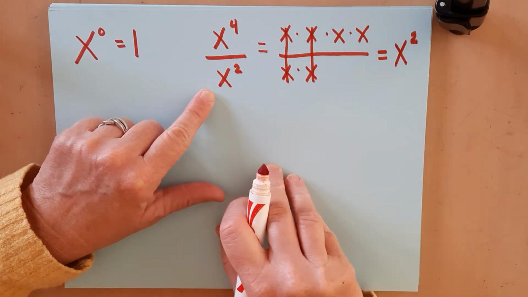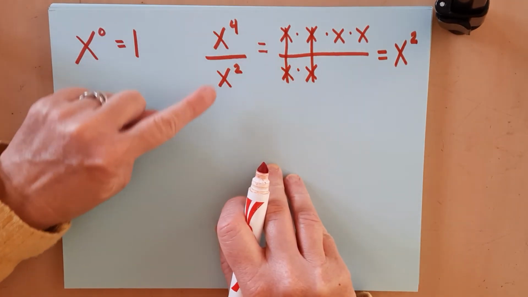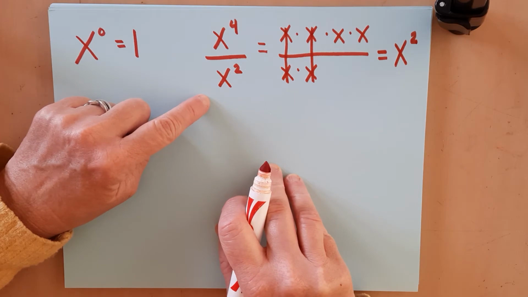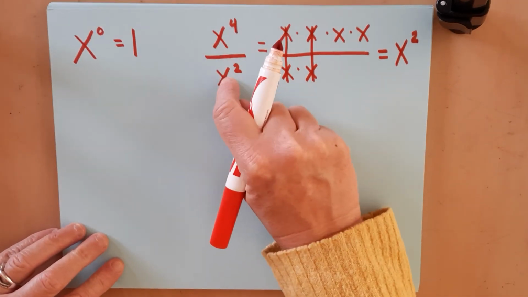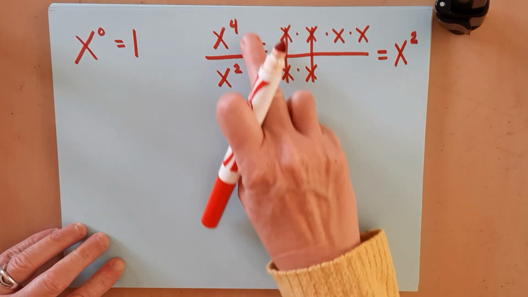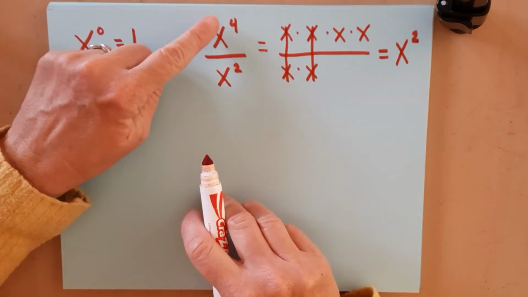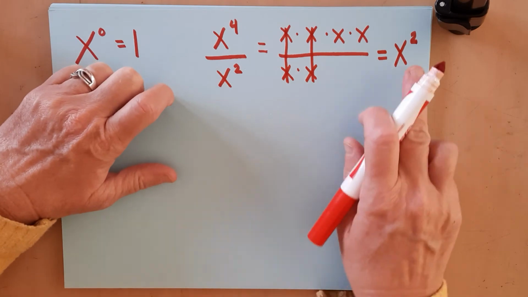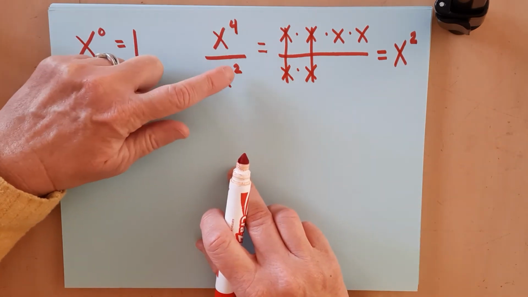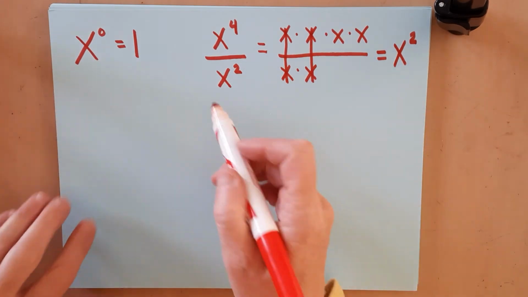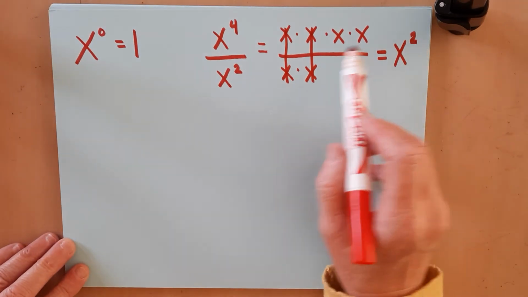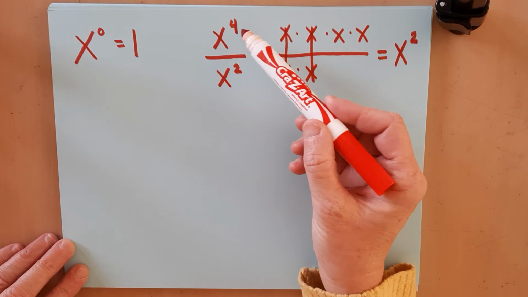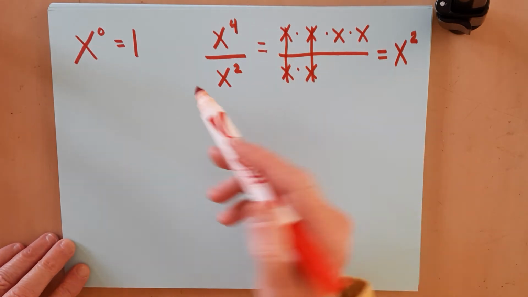Now the interesting thing about this is when you divide, when you have bases that are the same, the bases are the x, and we have the exponents. In a division problem, you just have to subtract the exponents to get the answer. So 4 minus 2 is 2. That's why x to the 4th over x squared equals x squared. You could write it all out, but it's simpler to just subtract the exponents.